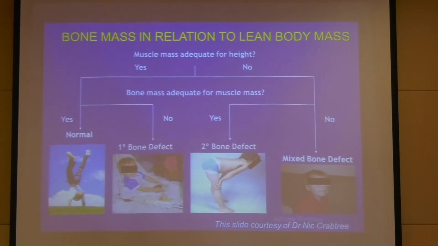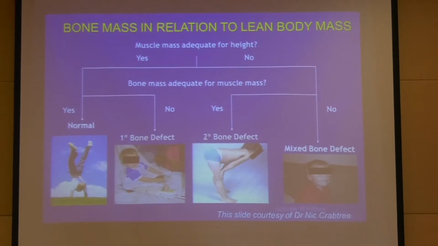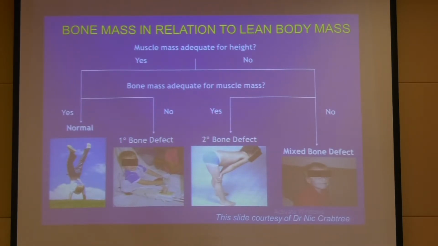So the way we do that is, first of all, ask if the patient has adequate muscle for height or lean body mass for height. If the answer is yes, then the next question is whether the bone mass is adequate for the muscle mass. If the answer for that is yes, then you've got a normal amount of muscle for your height and the normal amount of bone for your muscle, and you're a healthy child.